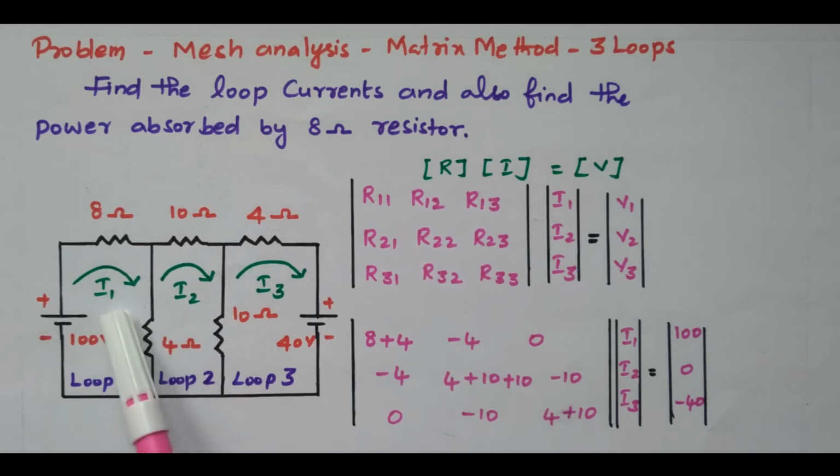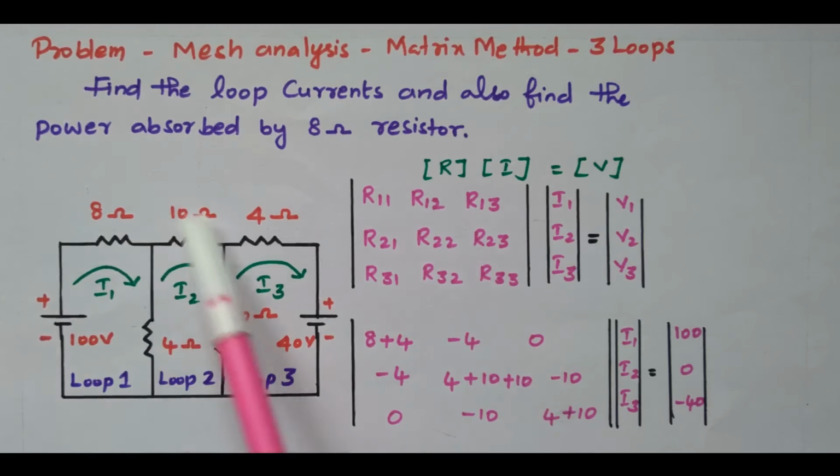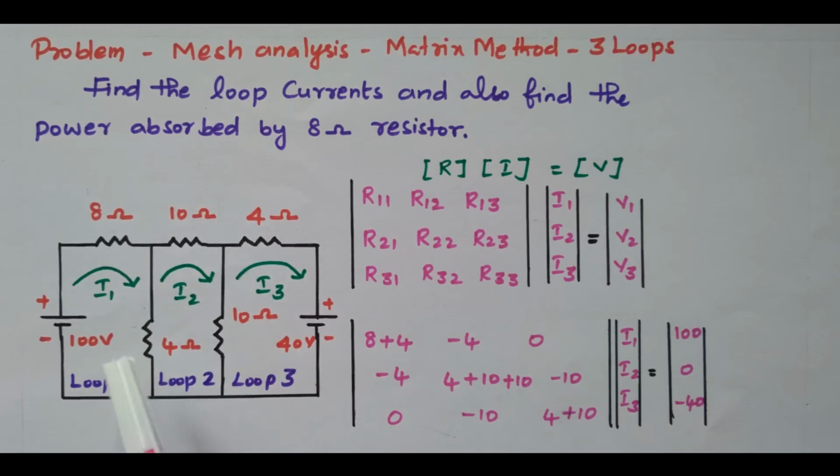What is R12? In between 1 and 2, what is the resistance commonly available between loop 1 and loop 2? This is loop 1, this is loop 2. This 4 ohm is connected commonly between loop 1 and loop 2. By seeing the diagram we can easily identify this 4 ohm is available in loop 1 as well as loop 2. So it is minus 4. Other than the diagonal, all other values are negative. It's a general procedure: only the diagonals are positive, all other values are negative. So R12 is minus 4.